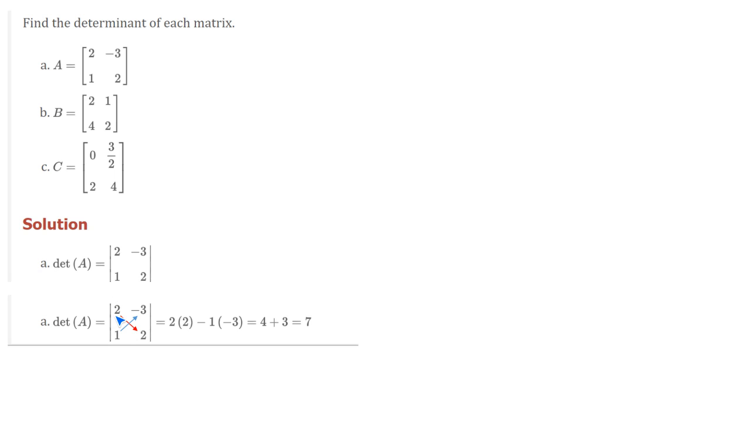So to find it, we're going to multiply 2 times 2 and negative 3 times negative 1. So 2 times 2 is 4. Negative 1 times negative 3 is positive 3. 4 plus 3 is 7. And so my answer is that the determinant of A is equal to 7. Okay, so my answer is 7.